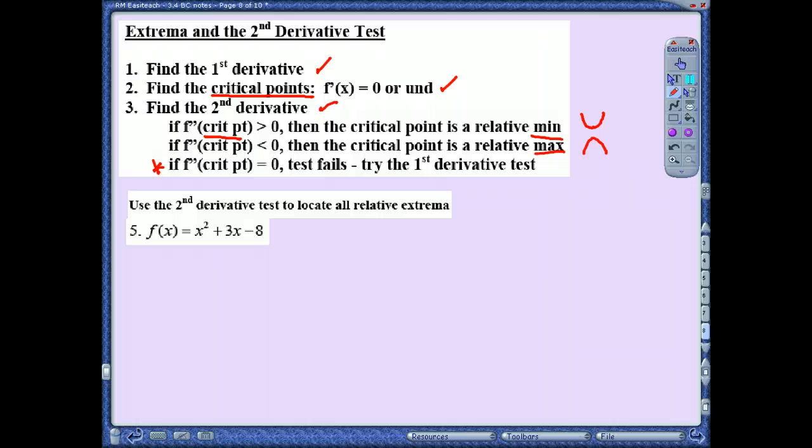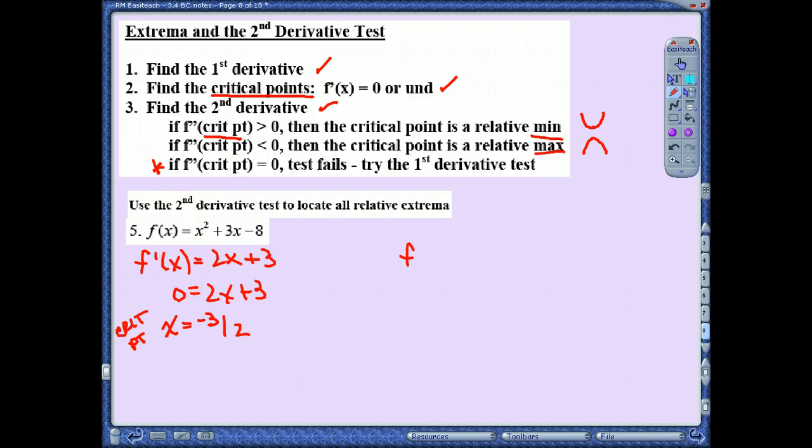So on number 5 here, we've got our original function, and look at that. We have an x squared plus 3x minus 8. That is an easy, nice little parabola. When I take the first derivative, I get 2x plus 3. I have to stop and find my critical point. Don't move on to the second derivative yet. So my critical point is going to be negative 3/2. Label critical point, so they know what you've just found.